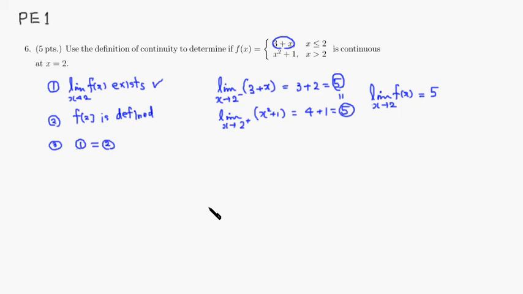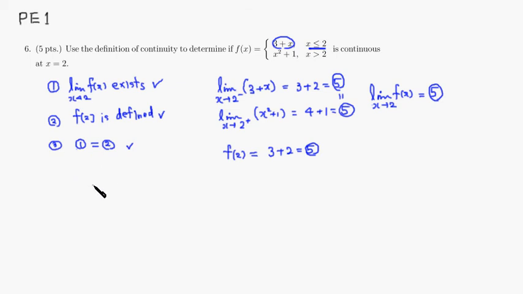Then we have to look at f of 2. So f of 2 is going to be the actual function value when x equals 2. x equals 2 is actually included in the top, so we have to use the top formula, and 3 plus 2 gives you 5. So f of 2 is defined and it's equal to 5. We know that both of them give you 5, so therefore 1 is equal to 2. The limit is equal to the function value. So therefore the answer is that it is continuous.